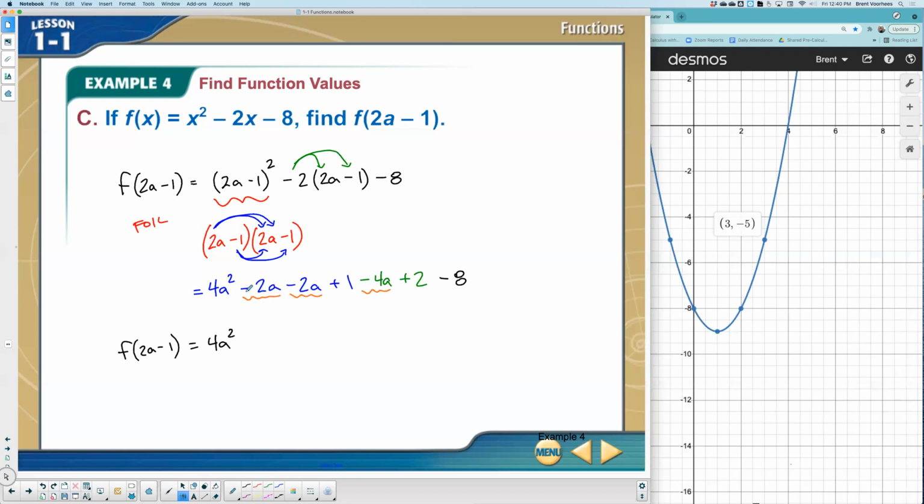Okay, I owe 2, I owe another person 2, I owe another person 4. How much do I owe? $8. So I owe $8. And then finally, we have positive 1 plus 2. That's 3. And then I subtract 8.